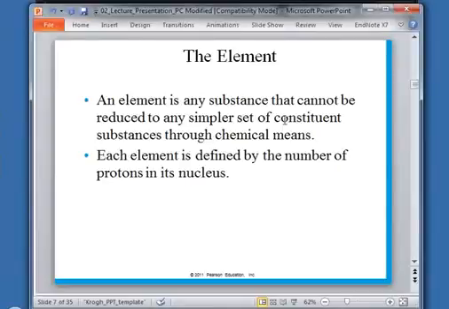An element is any substance that cannot be reduced to any simpler set of constituents through chemical means, and basically this is something you would find on the chemical or the periodic table of elements. So for instance, carbon, nitrogen, oxygen, helium, all these things are elements. Well, you can have a single atom of gold, for instance.